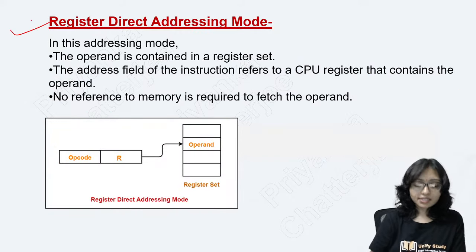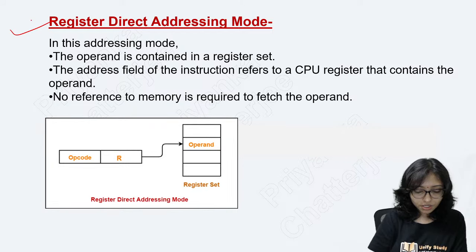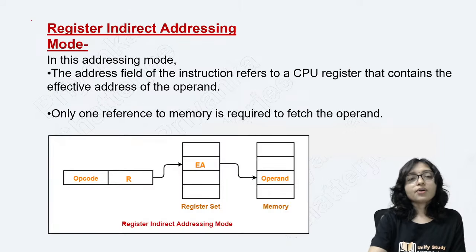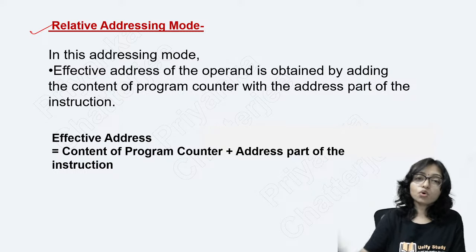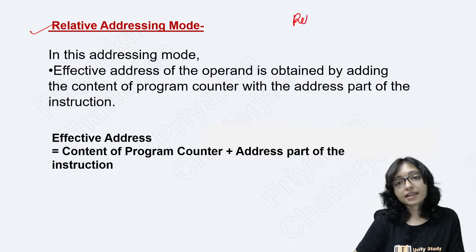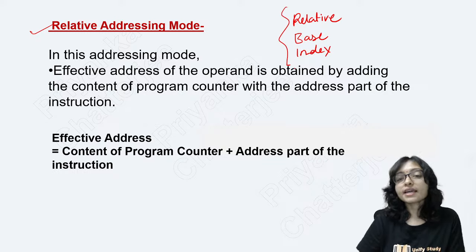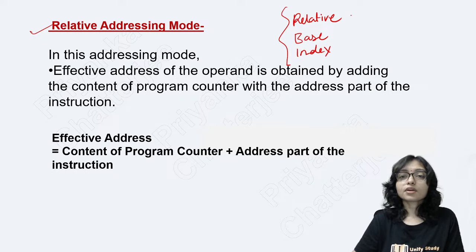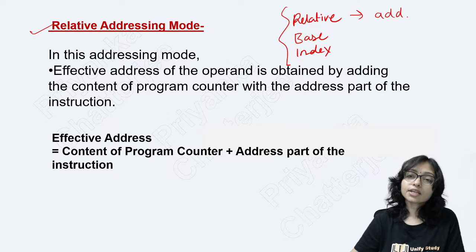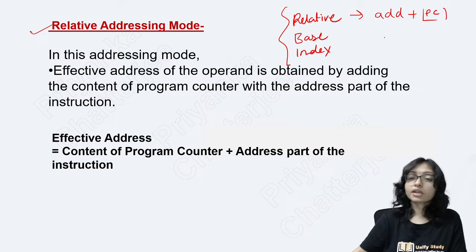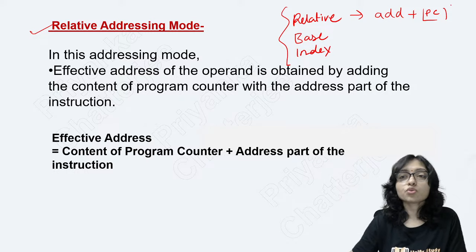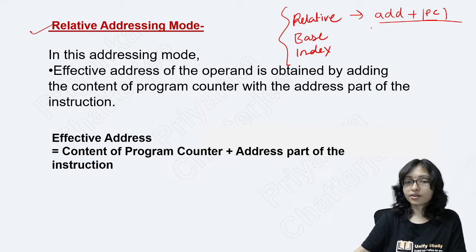Now you can see this is register indirect, which I already told. Here it is relative. Now there are three more. One is relative, another is base, another is index. These all three are same. In relative, with the address part, you will add the value of the program counter. Whatever value of program counter I add, I will get my effective address.